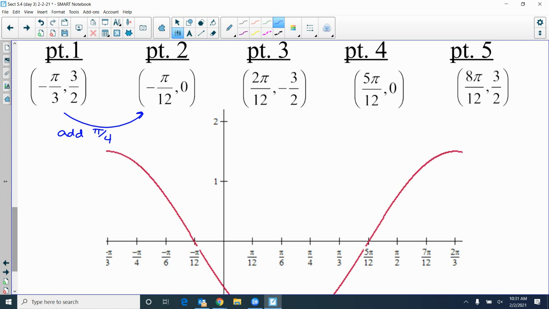Give me your points. I had pi over 4, 1/2, 2 pi over 4, 1, 3 pi over 4, 1/2, pi, 0, 5 pi over 4, 1/2. I don't know, apparently. Okay. That makes sense. According to that.